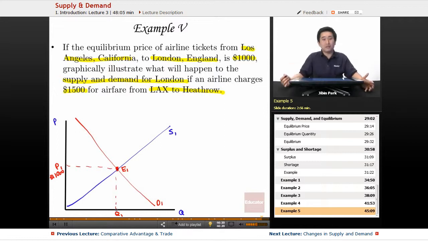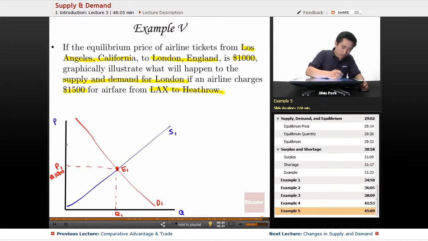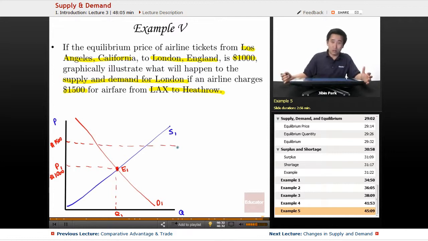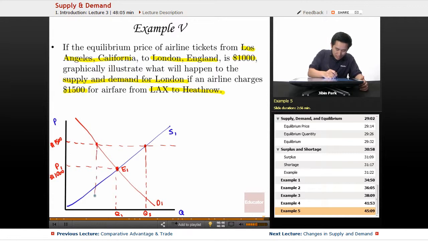But what happens if an airline decides, we're going to charge $1,500? We just want to charge a higher price. We want to make more profit, right? Well, initially it sounds great to the supplier. Great, we're going to be able to sell a whole lot more. But if that price is above the equilibrium, then you're going to have a lot of unsold tickets. You're going to have a lot of empty airplanes. The quantity supplied is going to be fairly high, but the quantity demanded is going to be fairly low.